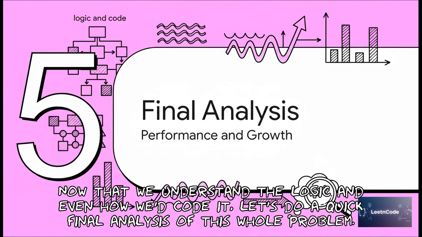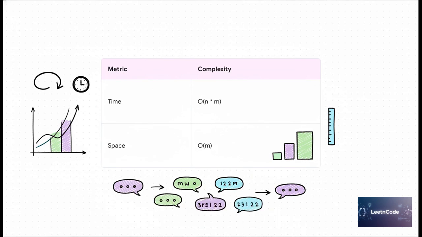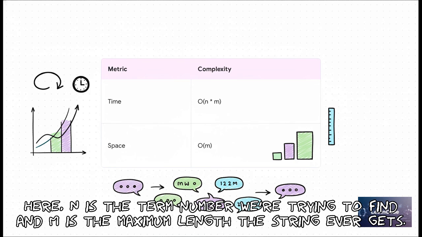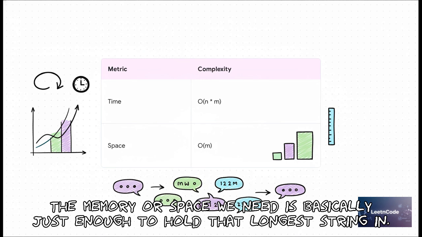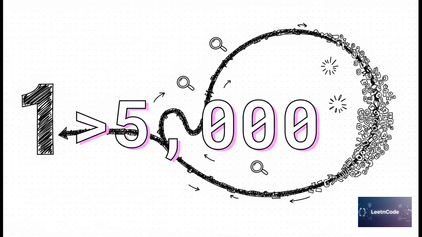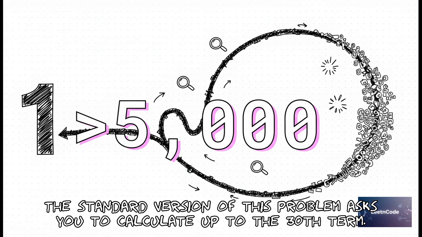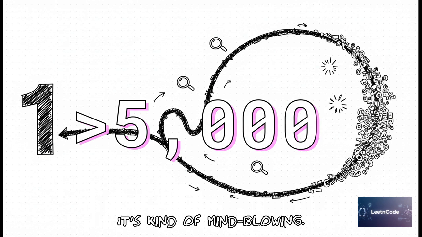Now that we understand the logic and even how we'd code it, let's do a quick final analysis of this whole problem. In terms of performance, the time it takes is roughly O(n times m). Here, n is the term number we're trying to find, and m is the maximum length the string ever gets. This makes sense because for each of the n terms, we have to scan through the entire length of the previous string. The memory or space we need is basically just enough to hold that longest string. And speaking of that length, it gets big fast. The standard version of this problem asks you to calculate up to the 30th term. By the time you get there, the string of digits is over 5,000 characters long, all grown from a single digit 1. It's kind of mind-blowing.